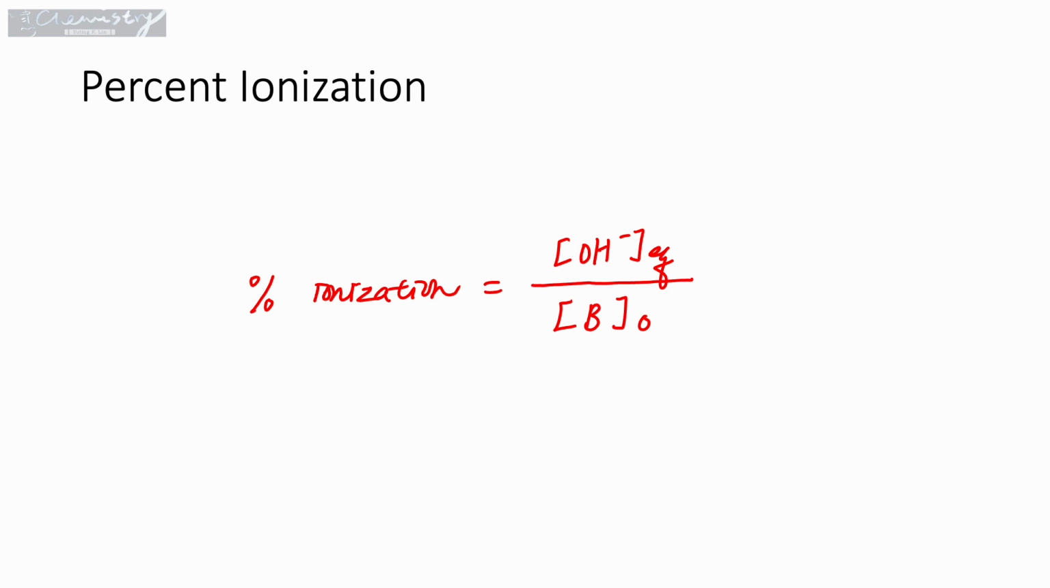Looking at the percent ionization, we can also define it in terms of the base concentrations. So we talked about how we can do it for acids, and now we are going to be looking at how we can do it for bases. And it is still the same way. If we look at this, this is the equilibrium concentration of hydroxide ion and the initial concentration of the base.